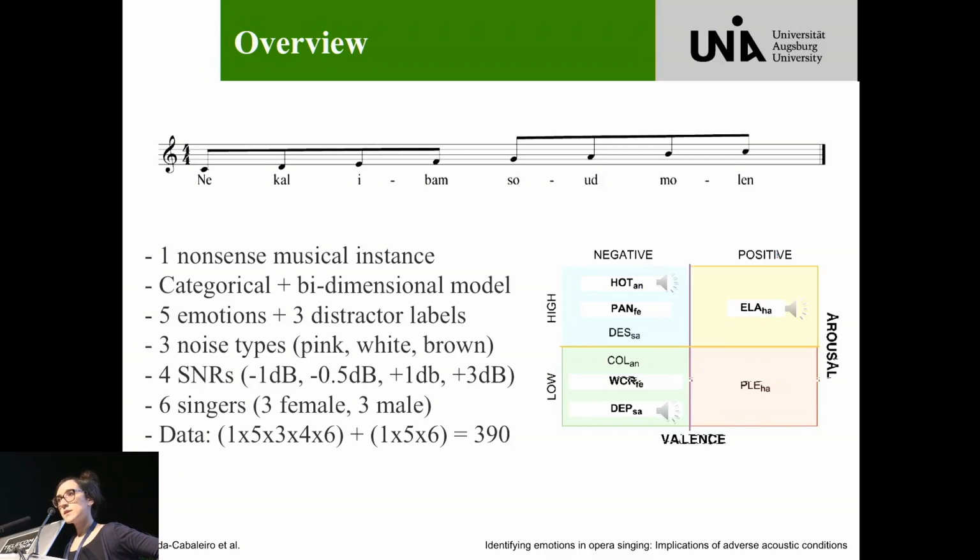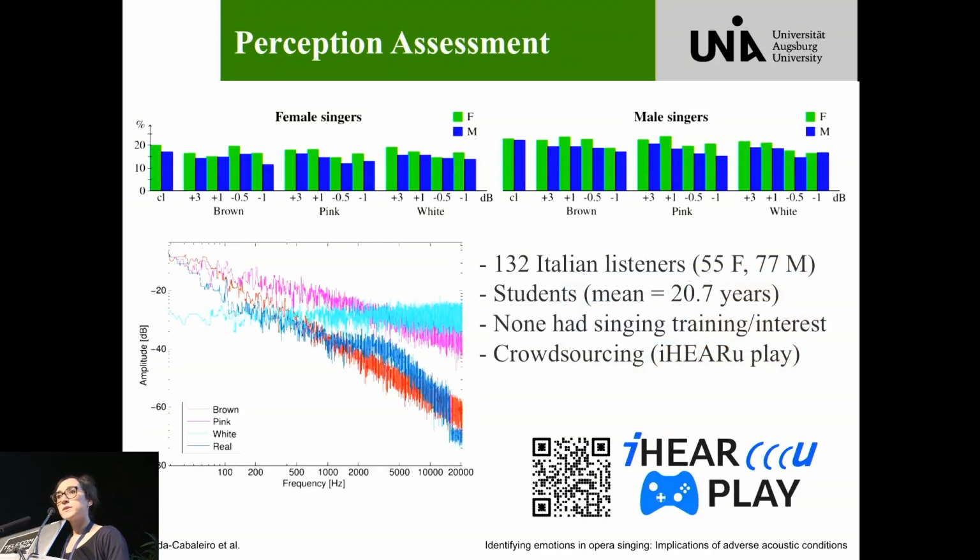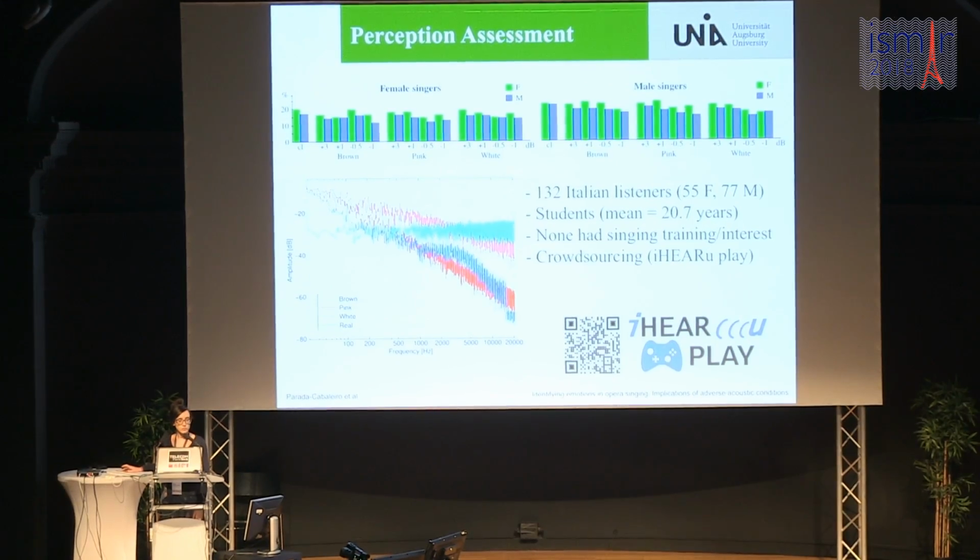So once we choose the utterance, we are going to noisify them by applying three noises, white, pink, and brown, by considering four signal-to-noise ratios. Then we made a perception test. We considered 132 listeners who evaluated the utterances, both clean and noisy, through our crowdsourcing platform, I Hear You Play.